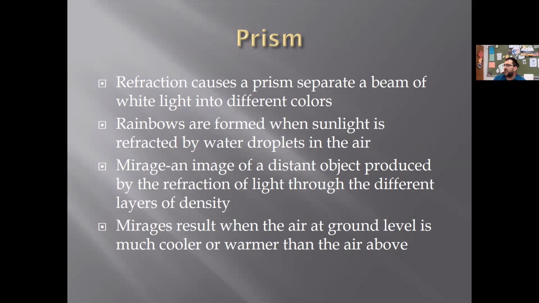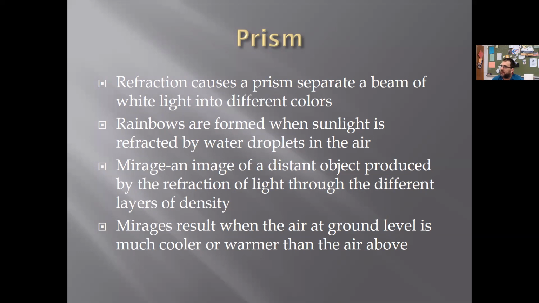A mirage is a type of prism. A mirage is an image of a distant object produced by the refraction of light through different layers of density. When we're talking about mirages, a lot of times we're talking about air, because the air has different densities. Mirages result when the air at ground level is much cooler or warmer than the air above. Our biggest example of a mirage is when you're driving down a blacktop road or the interstate in the summertime, and it looks like there's either oil or water on the road.